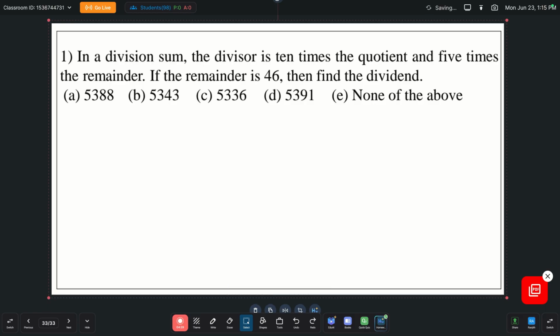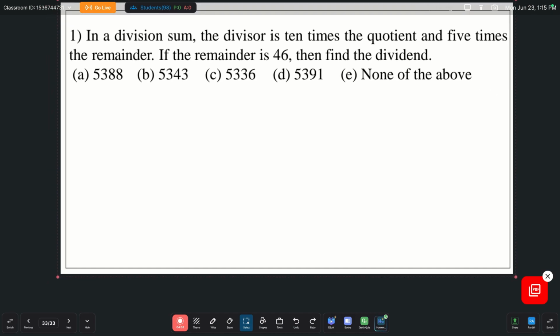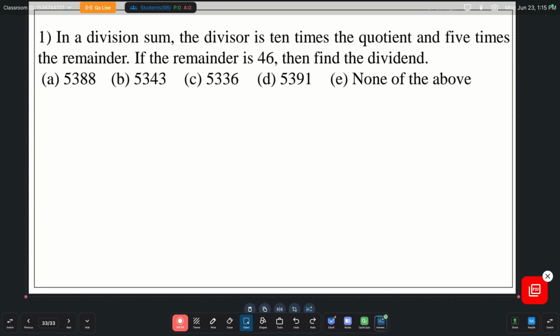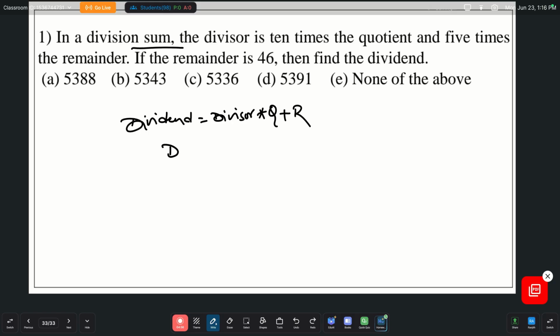In a division sum, a divisor is 10 times the quotient and 5 times the remainder. If the remainder is 46, then find the dividend. So the formula is dividend equals divisor into quotient plus remainder. In a division sum, the divisor is 10 times the quotient and 5 times the remainder.